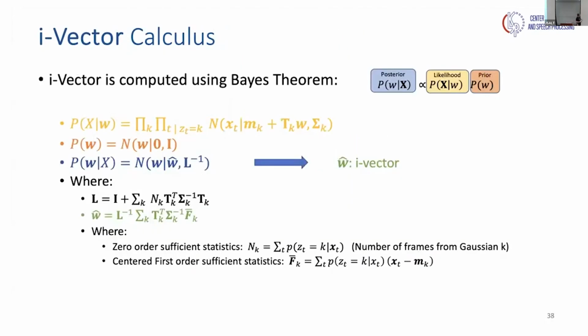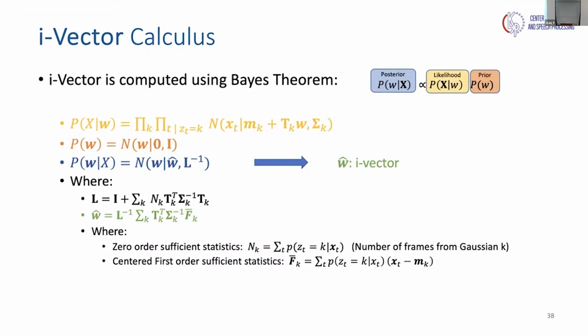So you have this likelihood function, and then the i-vector also has a prior probability distribution, which is just a standard normal. If you want to calculate the posterior probability distribution of the i-vector, it is also a Gaussian, given by this equation. First you have L, the precision of this Gaussian, which is equal to the identity. This identity comes from the prior. And then you have this term that depends on N_k.